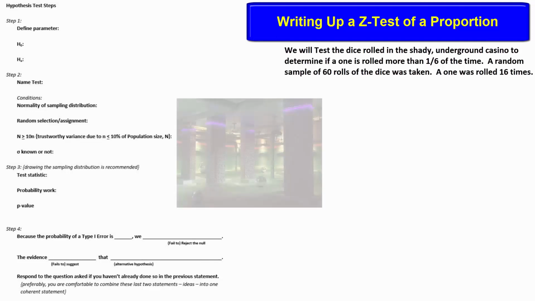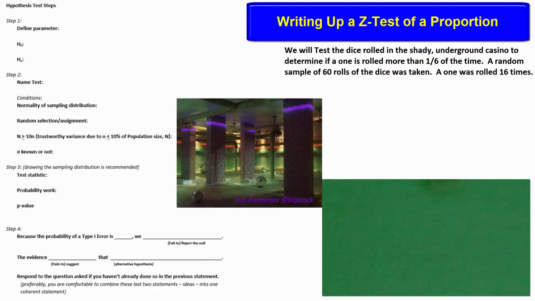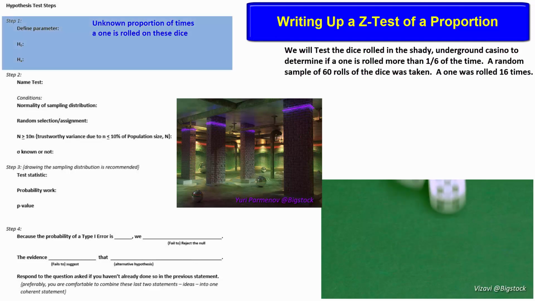We're going to test the dice rolled in the shady underground casino to determine if a 1 is rolled more than 1/6 of the time. A random sample of 60 rolls of the dice was taken. A 1 was rolled 16 times. Step 1 of our write-up.